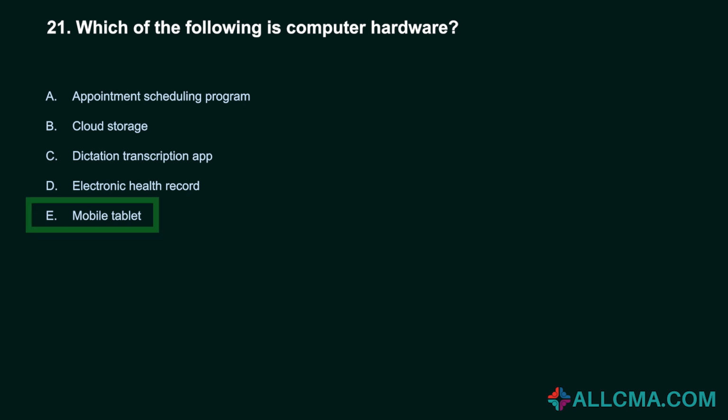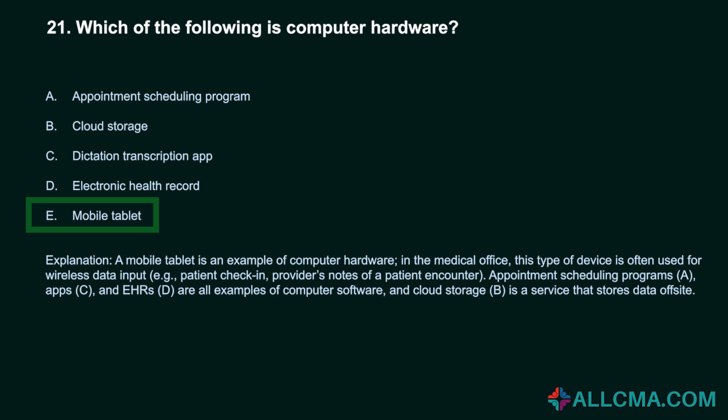Mobile tablet. A mobile tablet is an example of computer hardware. In the medical office, this type of device is often used for wireless data input, for example, patient check-in, provider's notes of a patient encounter. Appointment scheduling programs, A, apps, C, and EHRs, D, are all examples of computer software, and cloud storage, B, is a service that stores data off-site.